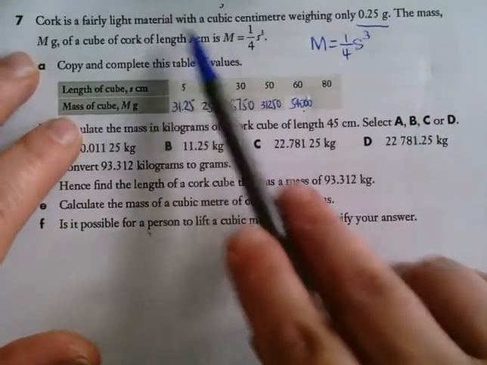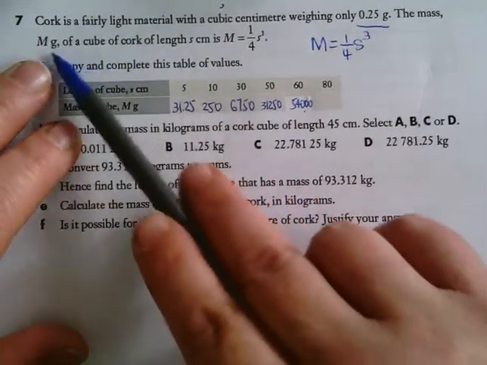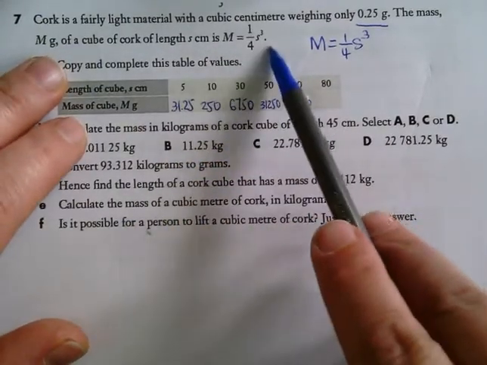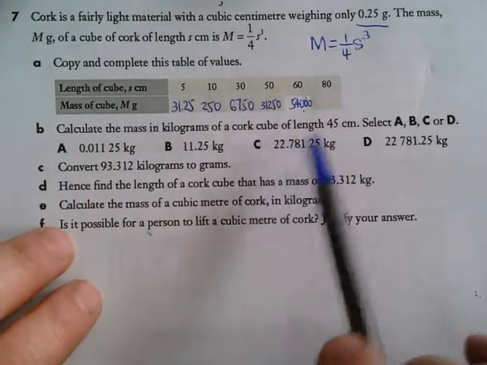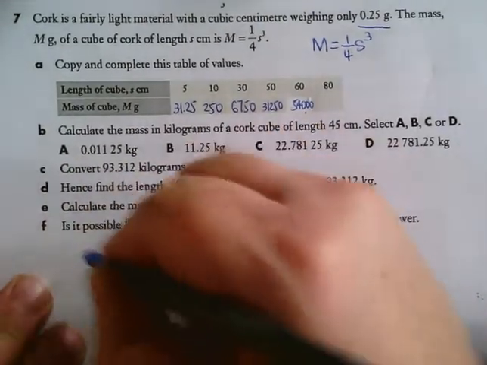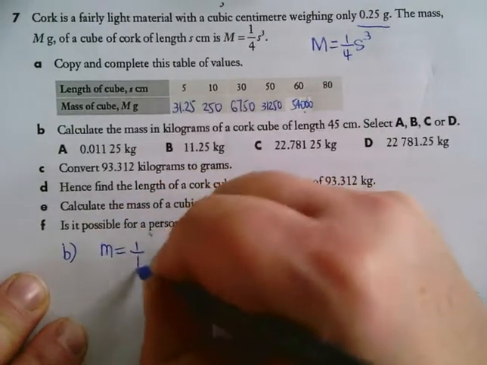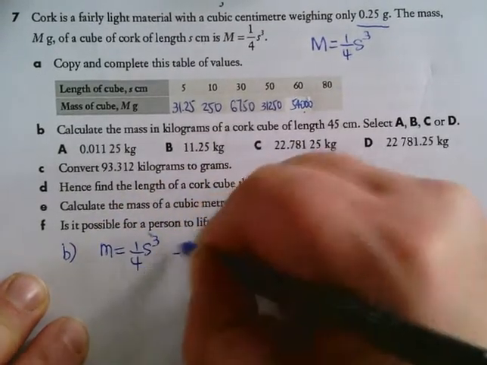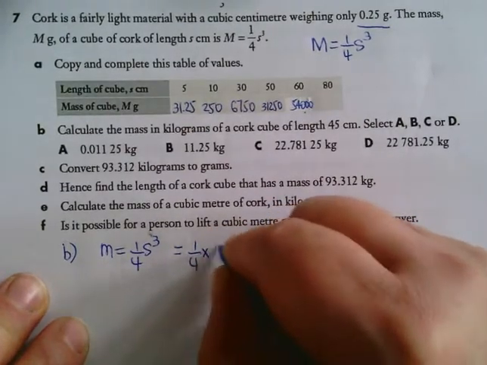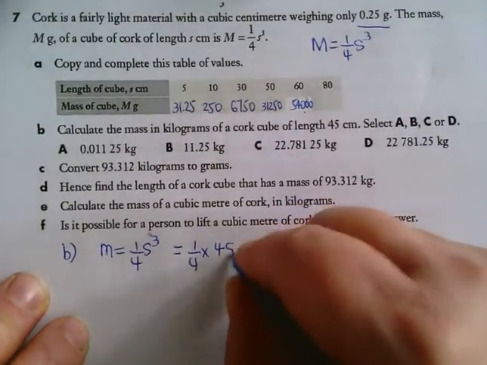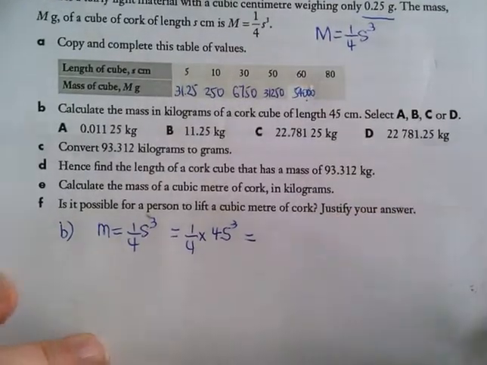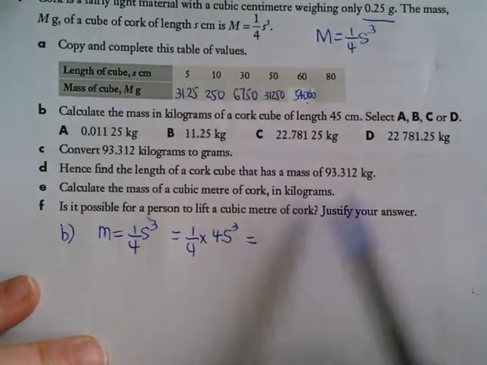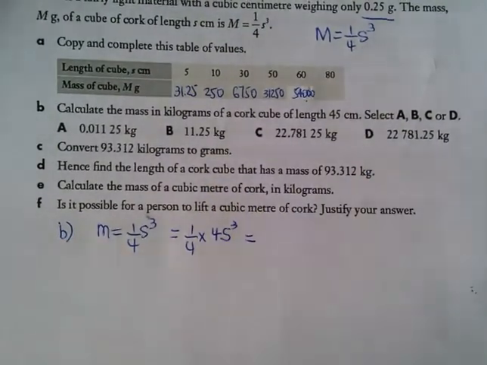Now look at all this. The mass M is in grams, so we'll have to convert to kilograms. So calculate the mass in kilograms of a cork of cube length 45. So we're going to use our formula. M equals 1/4 S cubed, which is 1/4 times 45 cubed. What do you get, girls? Anyone? Tell me what you get. What do you get when you substitute that in? What do you get in grams?